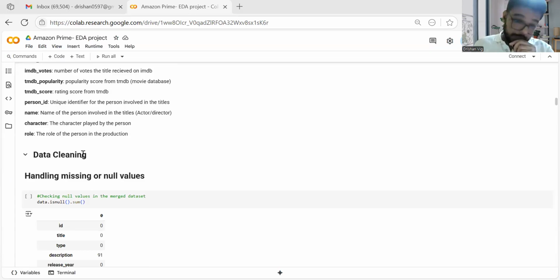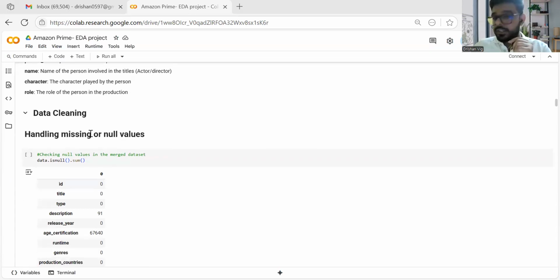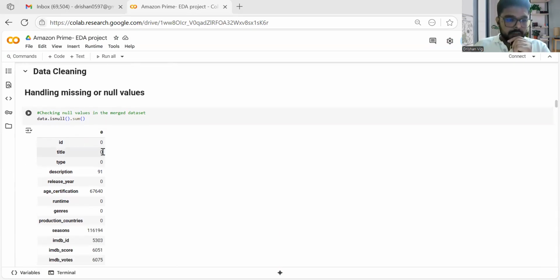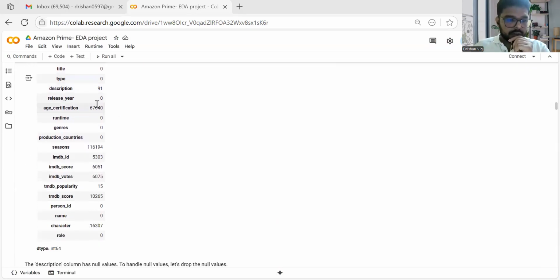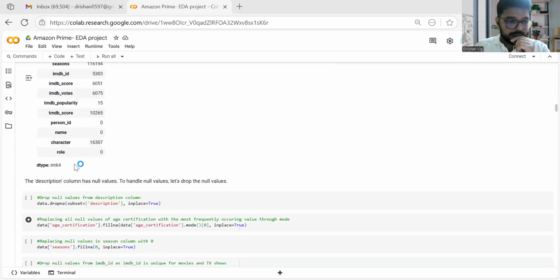Now comes the data cleaning part. We're going to check missing or null values in the merged data set. So this is the function. Here we got to know that there are so many null and missing values. In the description column, there are 91. In certification, there are 67,640. In the season column, there are 1,16,194. It's a huge number. IMDb ID has 5303 missing values. Then IMDb score, IMDb votes, TMDB popularity, TMDB score, and character.